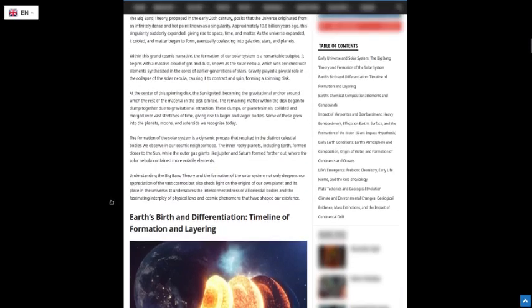Understanding the Big Bang Theory and the formation of the solar system not only deepens our appreciation of the vast cosmos, but also sheds light on the origins of our own planet and its place in the universe. It underscores the interconnectedness of all celestial bodies and the fascinating interplay of physical laws and cosmic phenomena that have shaped our existence.